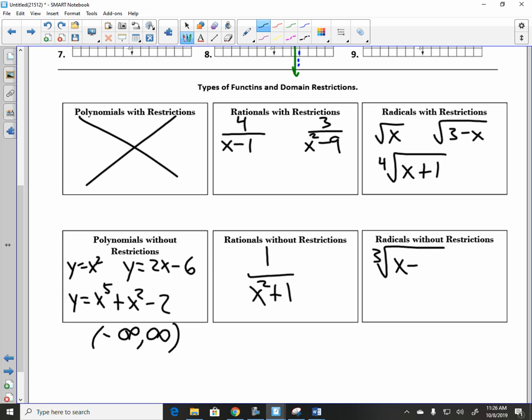Cube root of x minus 3. You can't take a square root of a negative, but can you take the cube root of a negative? You can. So cube roots don't cause any problem. But then people say, well, if you've got even roots, that's where you've got the issue. Well, not all the time. Look at this one: the square root of x squared plus 1. You're never going to get the square root of a negative, are you? Never. So there's no problem there.